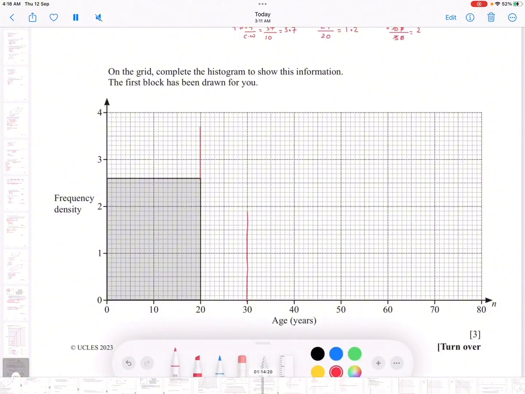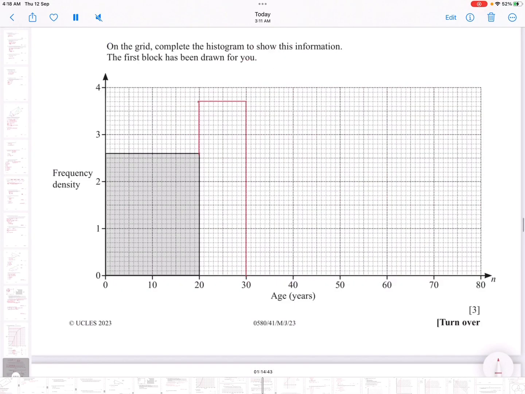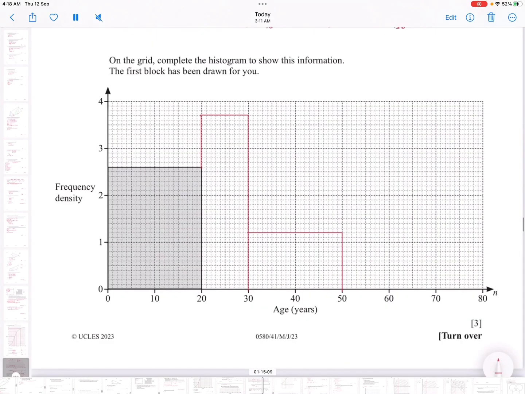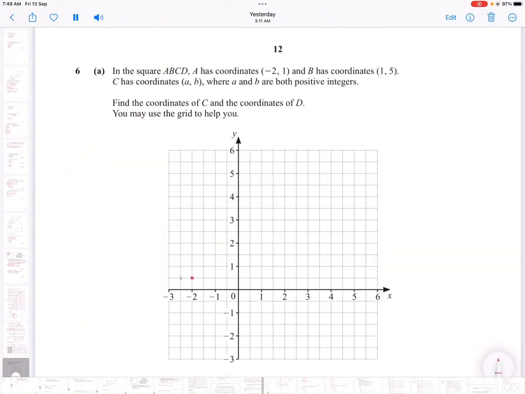Now plot this on the frequency density graph. From 20 to 30, your frequency density goes up to 3.7. The next, from 30 to 50, your frequency density was 1.2, and from 50 to 80 your frequency density was 2. So here you come.